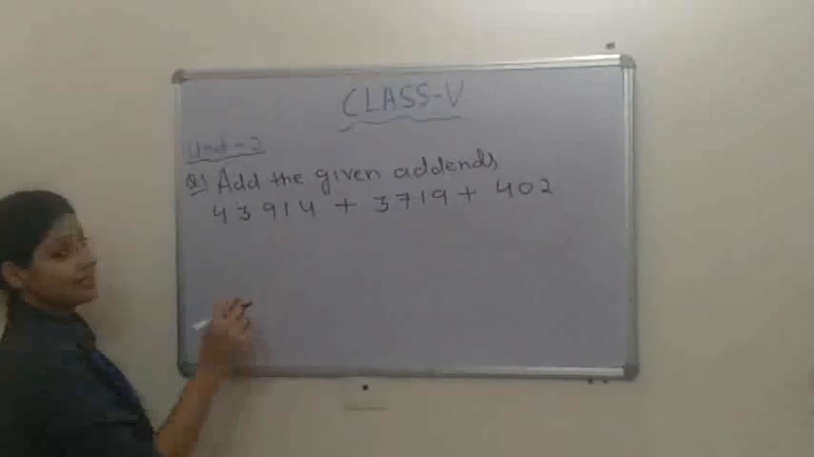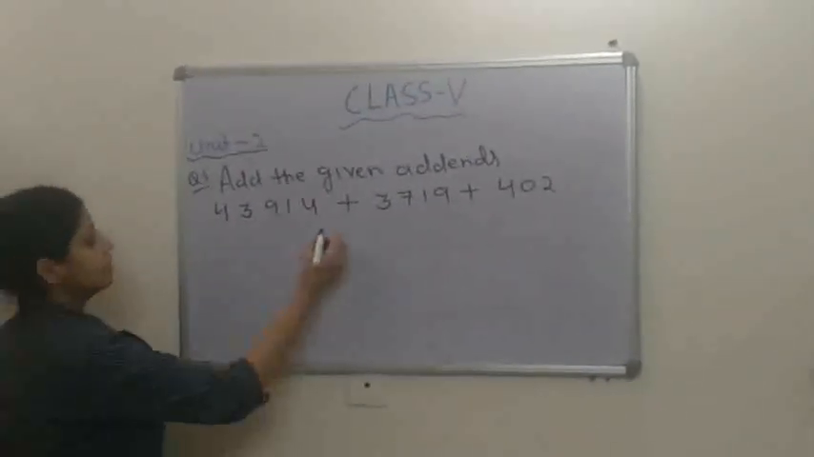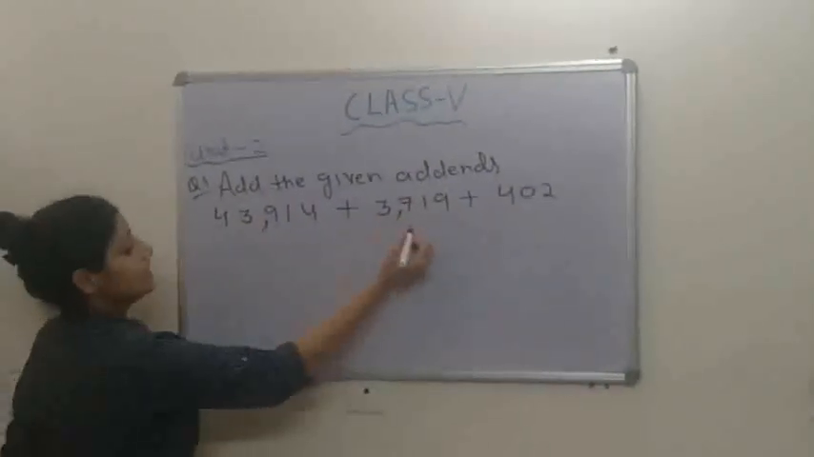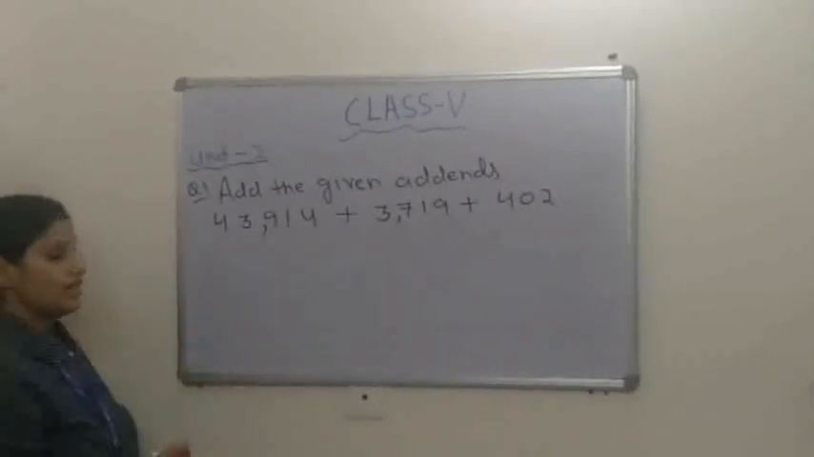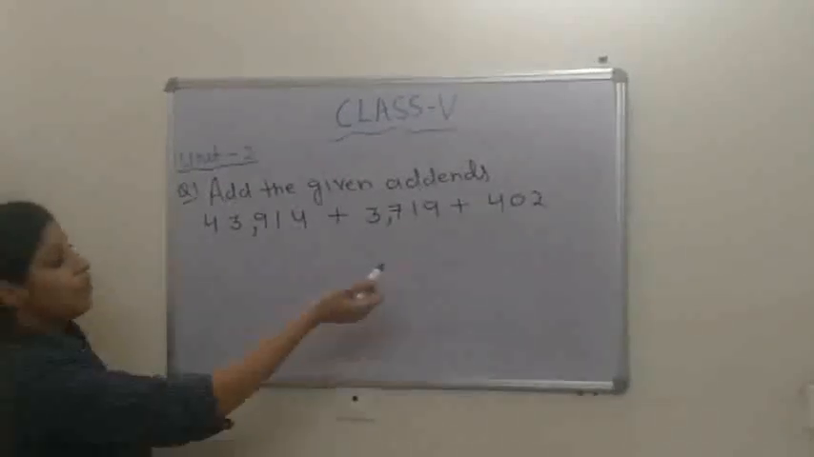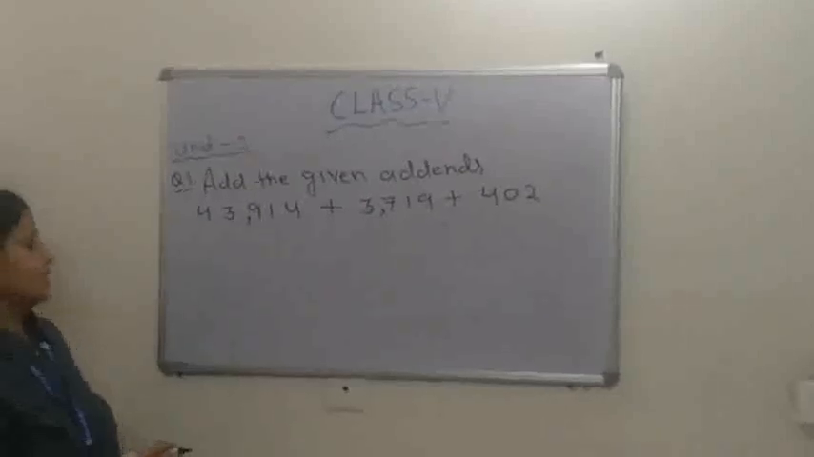So let's add. As before, we are going to write their places first. So we have these numbers. Let's read them first: 43,914, 3,719, 402. Now we are going to add all 3 addends.